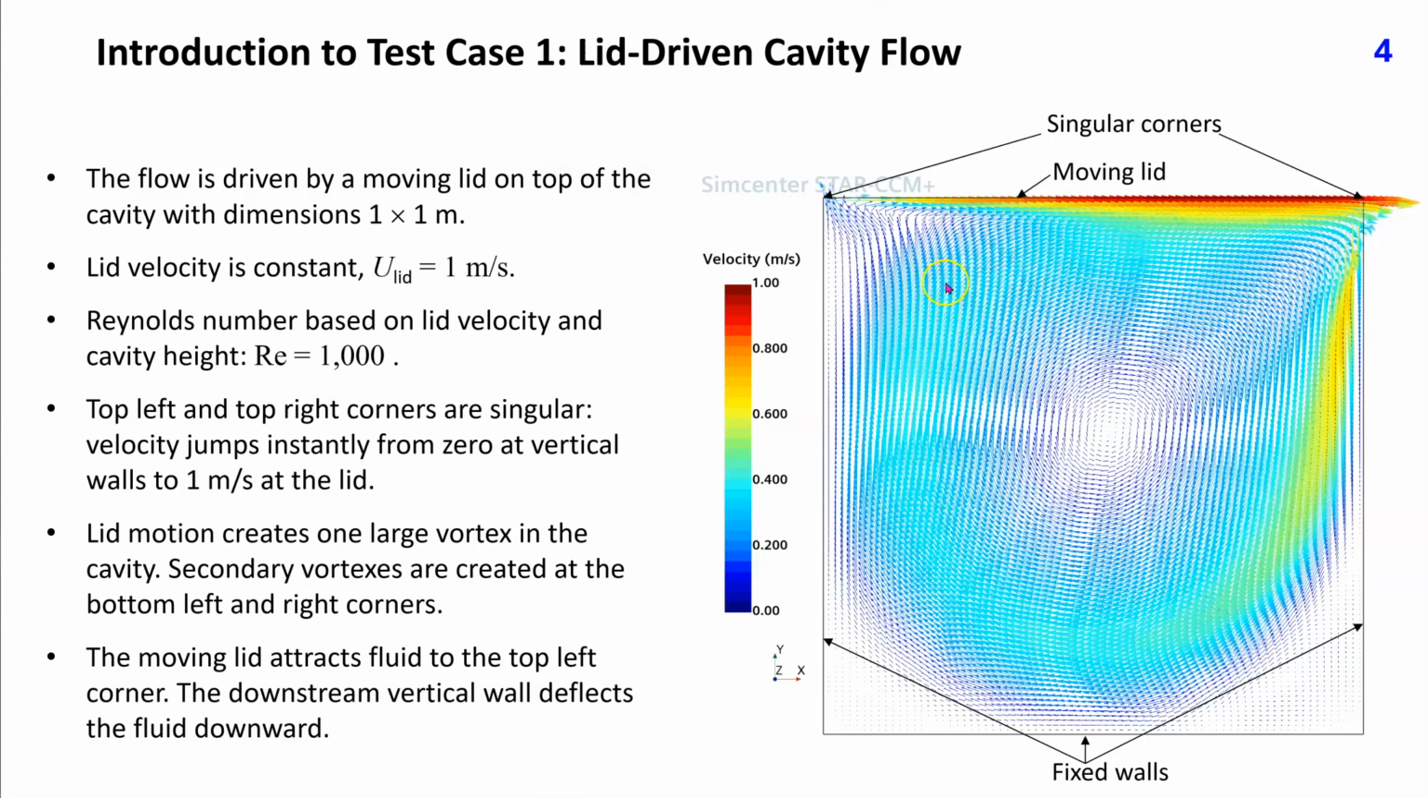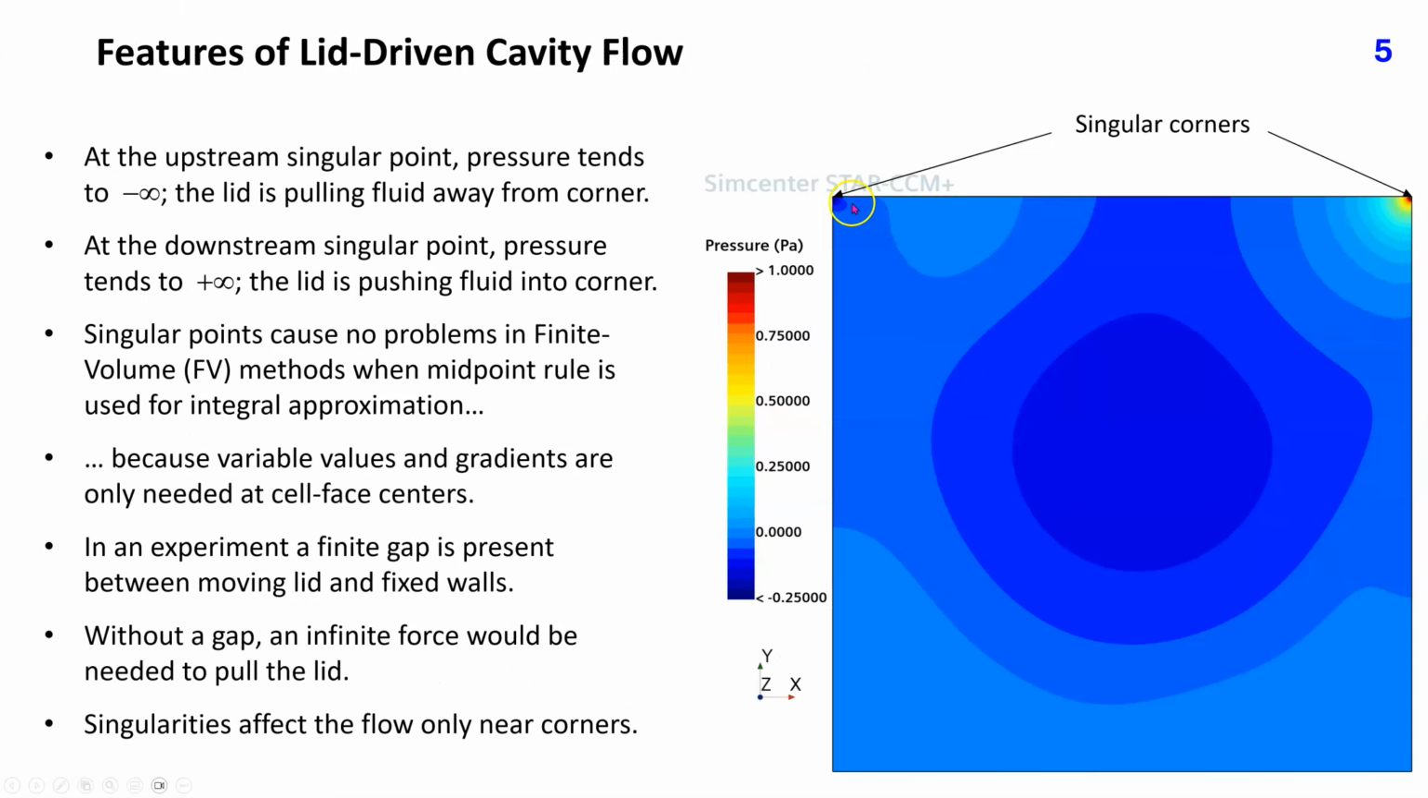The moving lid attracts fluid to the top left corner. It then follows the lid motion due to the no-slip boundary condition. The downstream vertical wall deflects the fluid downward. At the upstream singular point, pressure tends to minus infinity because the lid is pulling fluid away from the corner, thus creating under pressure. At the downstream singular point, pressure tends to plus infinity because the lid is pushing fluid into the corner and against a fixed wall, thus creating overpressure.